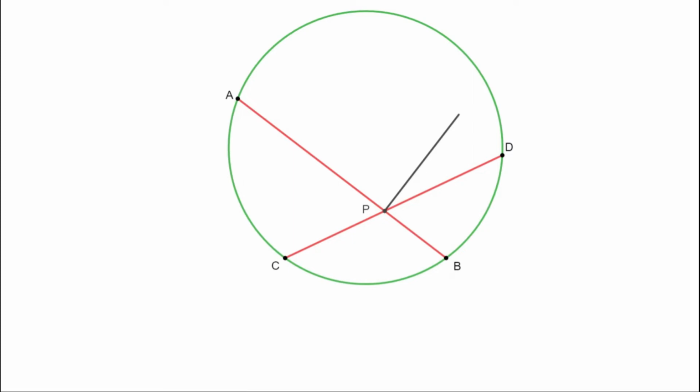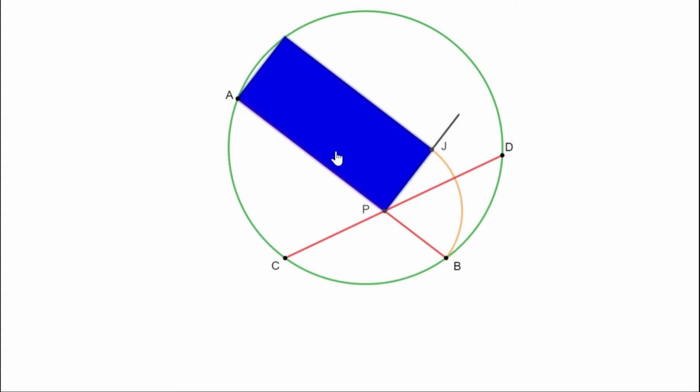Now take the length of PB on it. For that, put the compass at P and take PB as radius and draw an arc like this. Let it meet the perpendicular at J. Then PB and PJ are equal. Now draw a rectangle with PA and PJ as adjacent sides. Now what is the area of this rectangle? We know area of the rectangle is length into breadth, that is PA into PJ. But PJ and PB are equal. Therefore we can say the area of this rectangle is PA into PB.